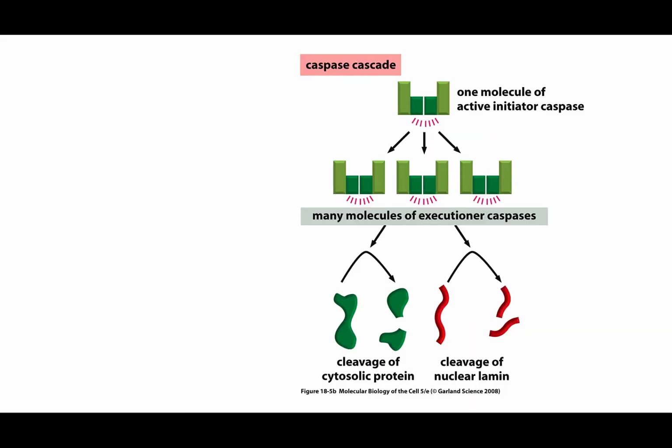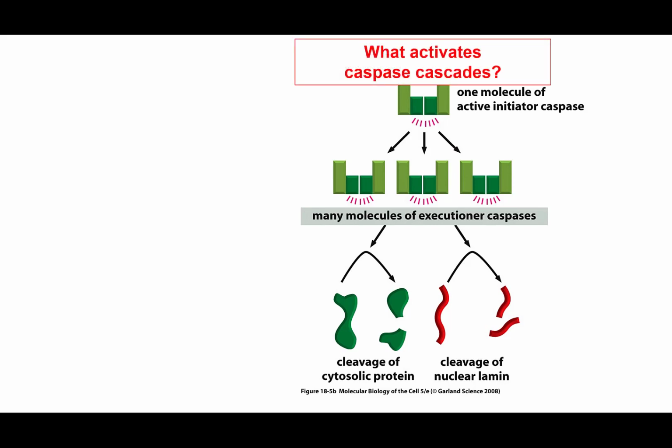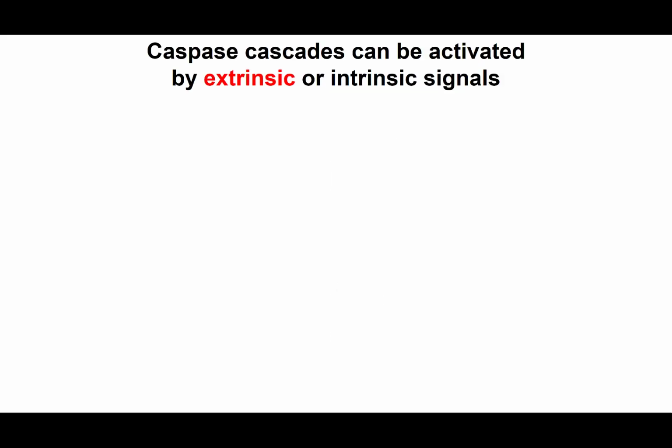With the idea that apoptosis is caused by an amplified cascade of caspase activity, starting with initiator caspases activating executioner caspases, the obvious question then is, well, what activates those caspase cascades? How do you get that first caspase being activated? Caspase cascades can be activated by either extrinsic or intrinsic signals.